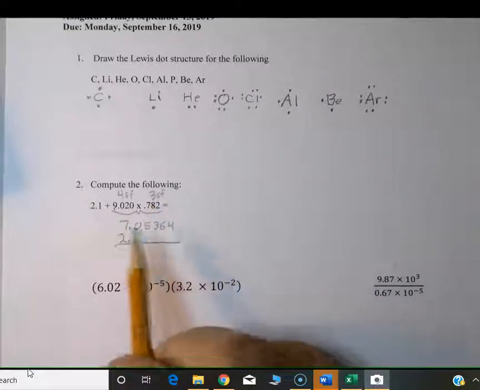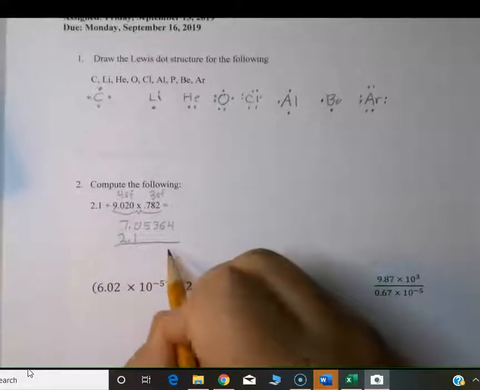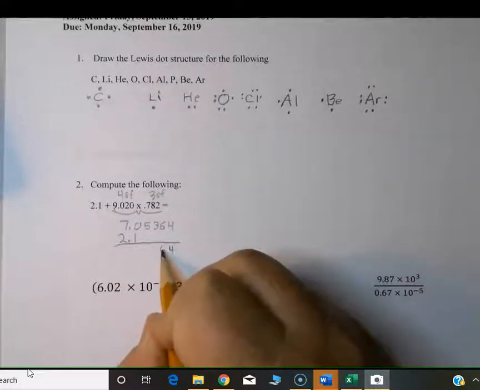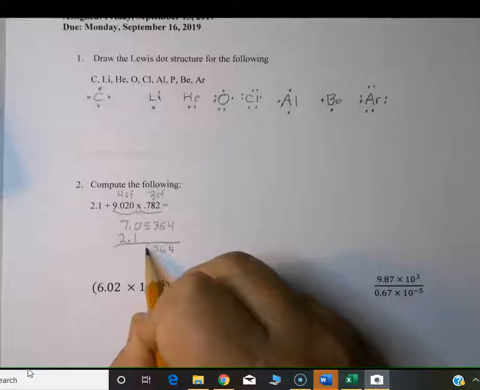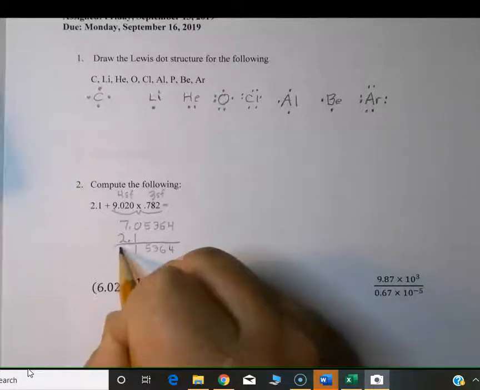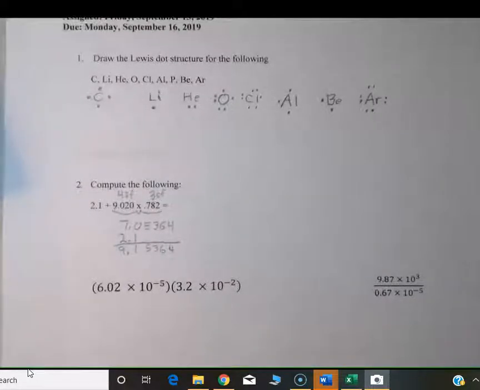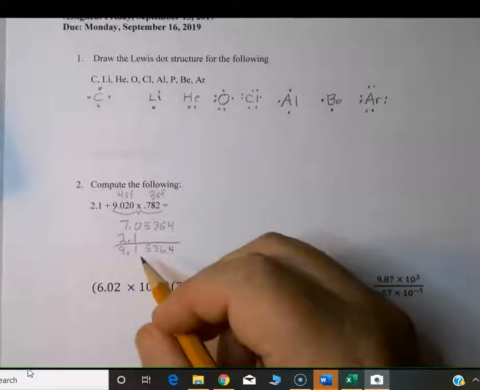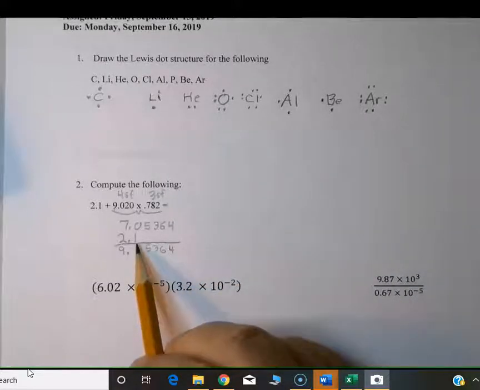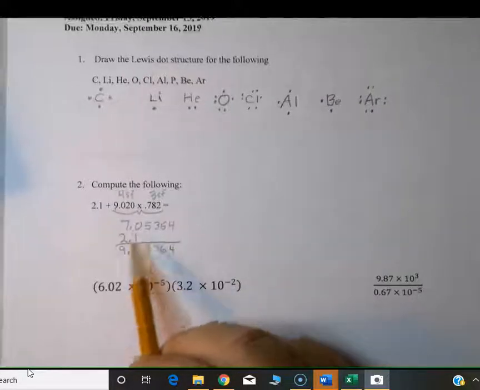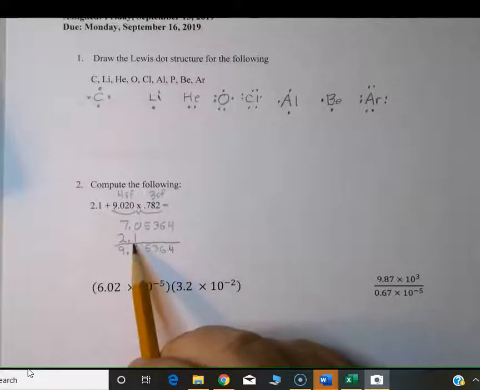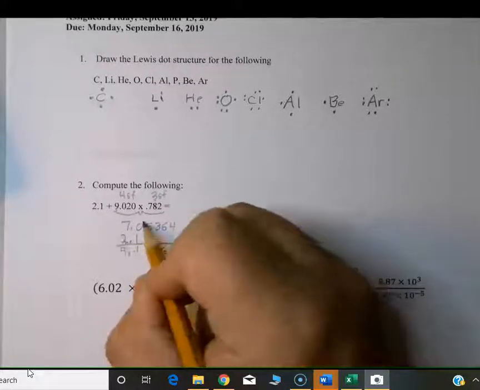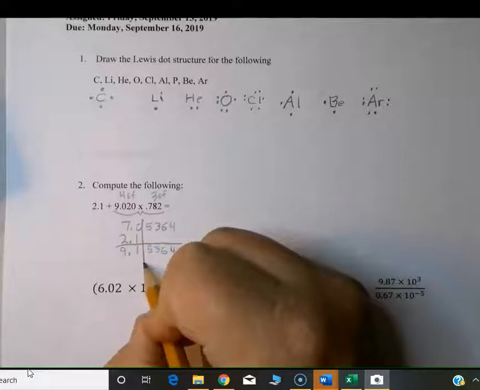So now we're going to move on to add the 2.1, and all of this just carries down here. Okay, so you end up with 9.15364, and we say, where is the least number of digits? We don't count significant figures. Where's the least number of digits after the decimal? It's right here. So I'm going to draw a line straight down through there.